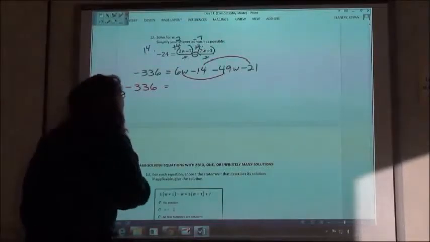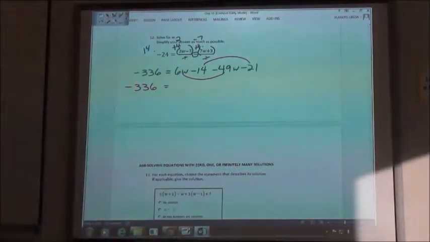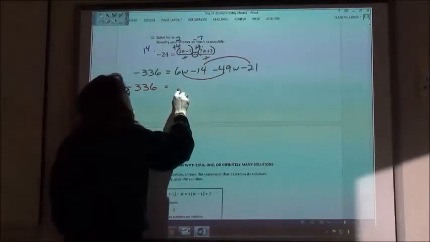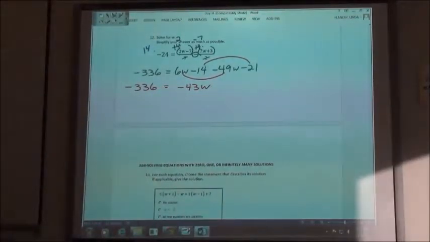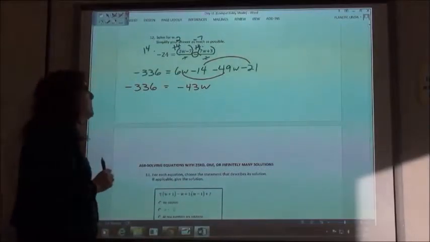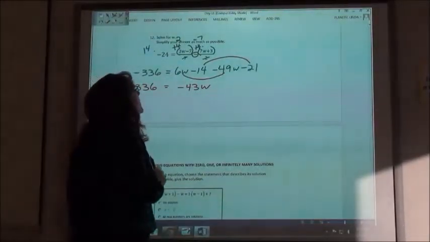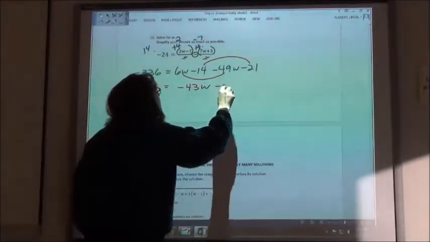Oh, okay. What the heck did I do here? Did I do minus 1? No, I messed up there. So it's going to be 6 minus 49 is going to equal negative 43w. And then minus 35.